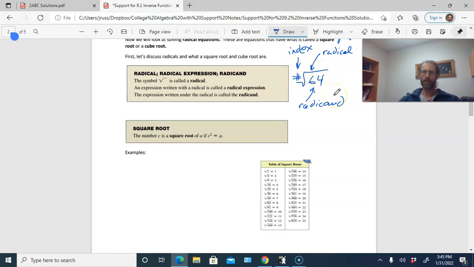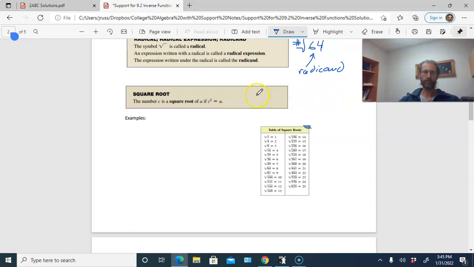All right, so let's talk about what a square root is. Here's the definition. It says the number c is a square root of a if you can square c, or in other words, raise it to the second power and get a. So think about this. The square root of 16 is 4. The reason I know that is because I can square 4. 4 to the second power is 16.